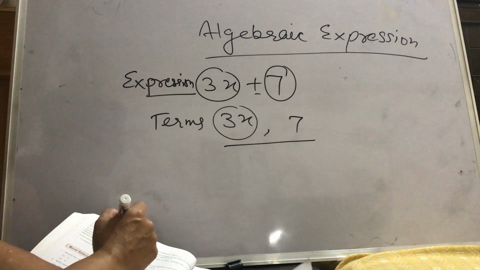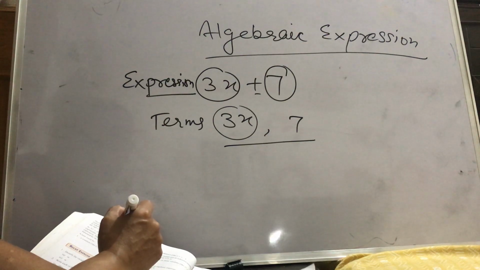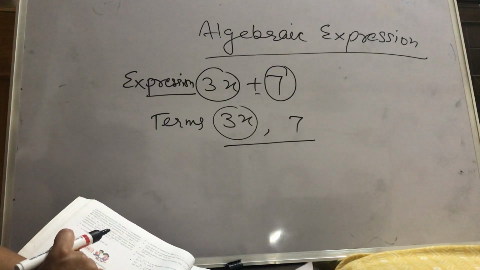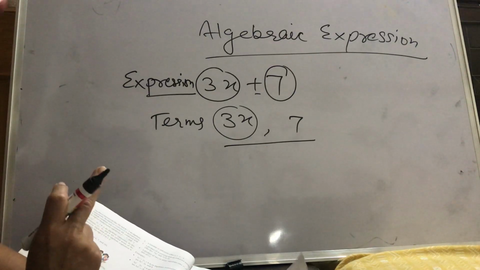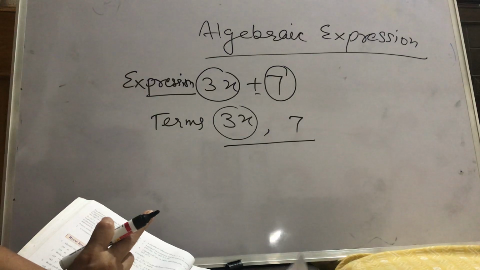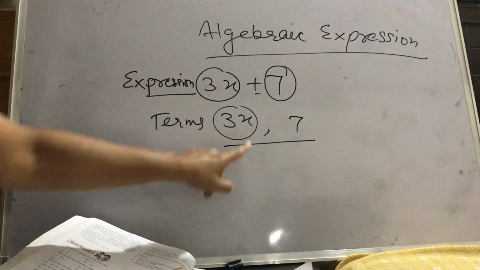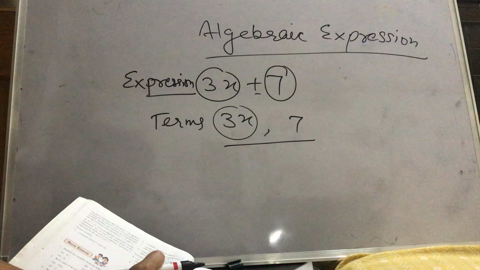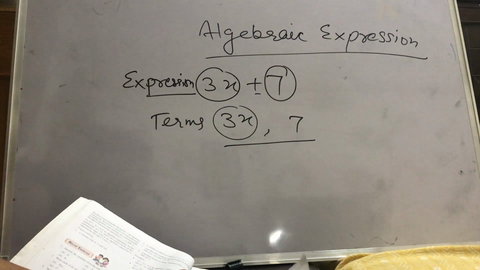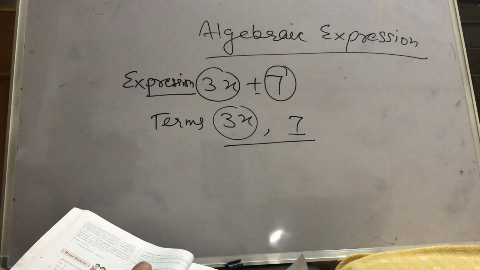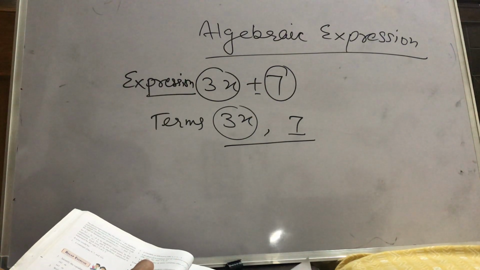Now, the first term 3x. This term has a variable x, or you can say the literal x. We have done it in class 6 that any small alphabetical letter is used as a literal or variable in algebra. Here 3x means 3 and x both are multiplied, and this complete is called one term. And the term that does not have any variable is called a constant term.